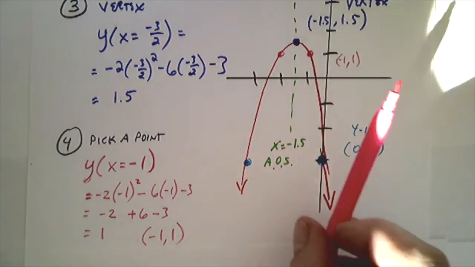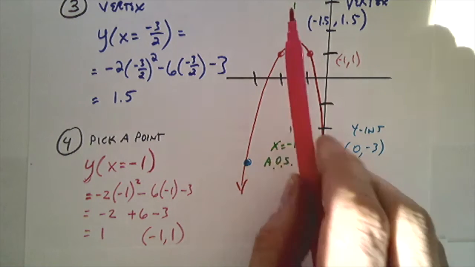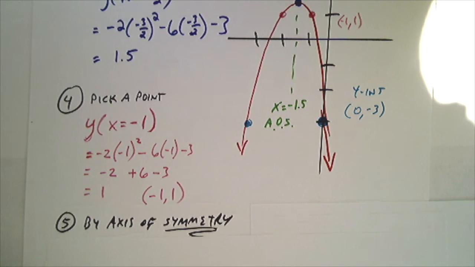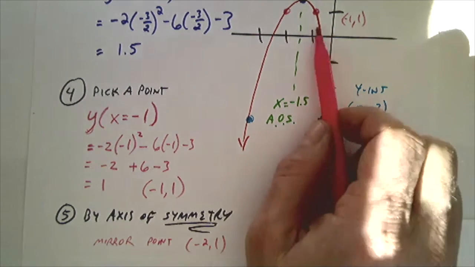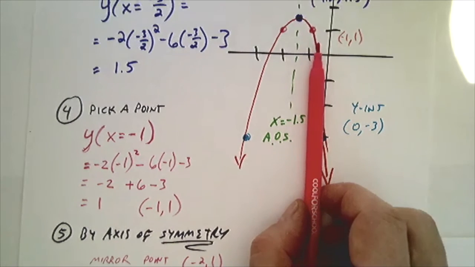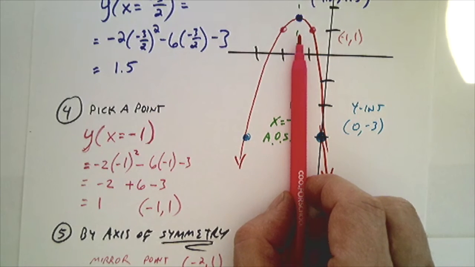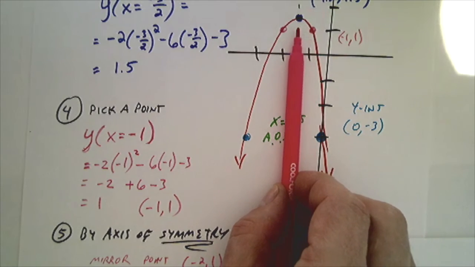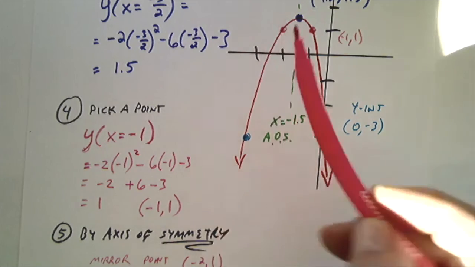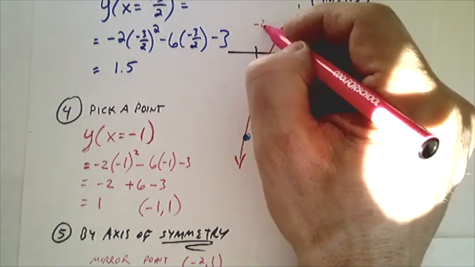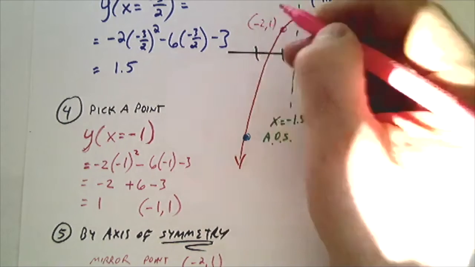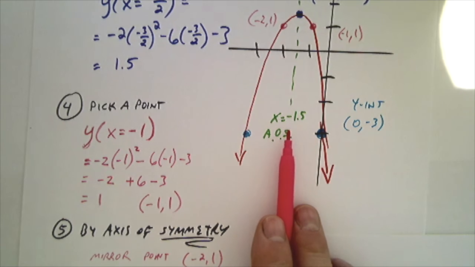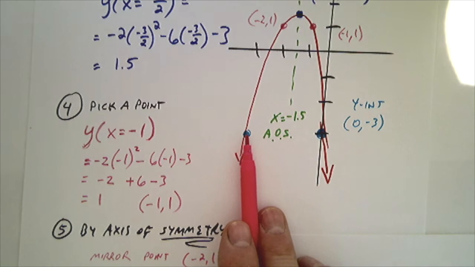But look at this. If this is the axis of symmetry, we can find one more valuable point. By the axis of symmetry, there's a mirrored point, which comes across the axis with the same y value and the same distance from the axis on the other side. That point would be negative 2, comma 1. We can do the same thing, reflecting this one across the axis of symmetry to find this point.